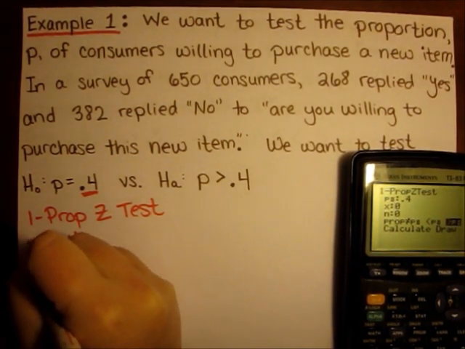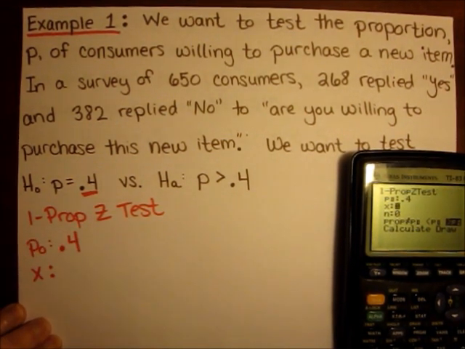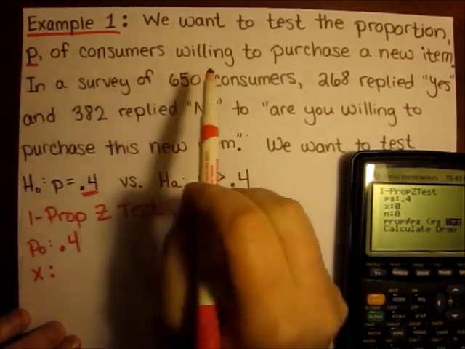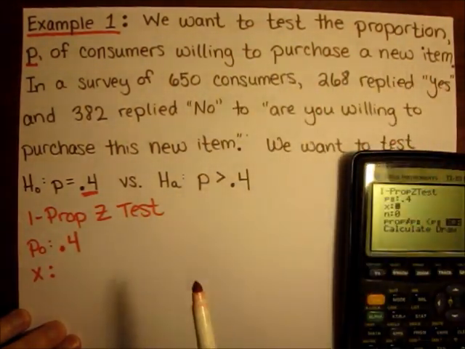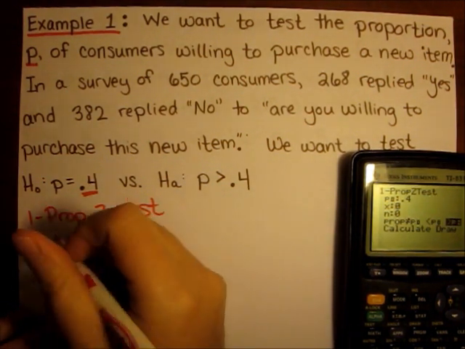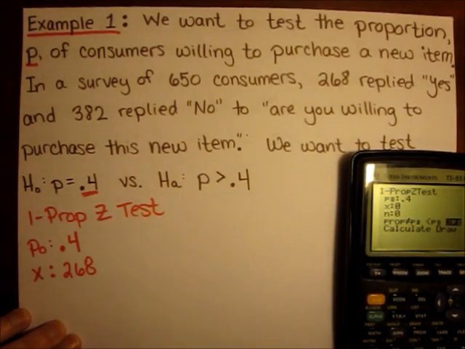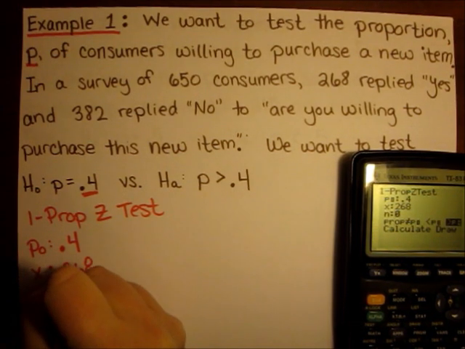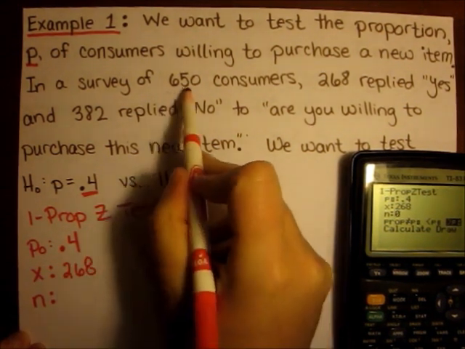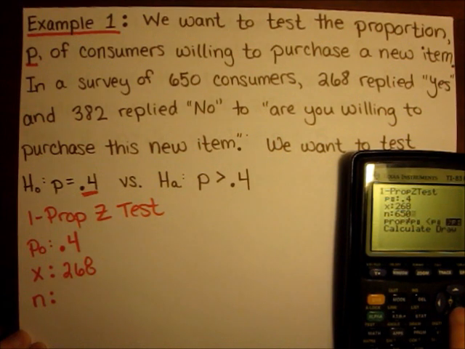The second number I have to put in is x. x is the number of successes, as defined by whatever it is that you are finding the proportion of. So the proportion p is consumers willing to purchase the new item. So for us, x is going to be the number of people who replied yes. So x is going to be 268. The third number they ask you to put in is n. For us, n is 650.